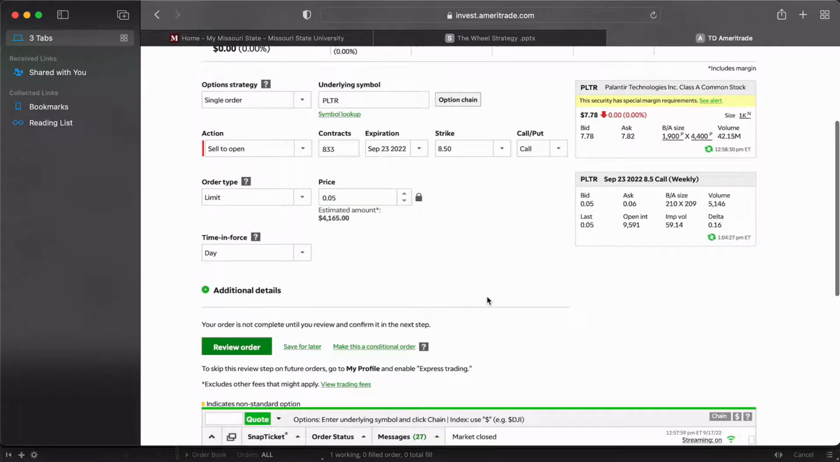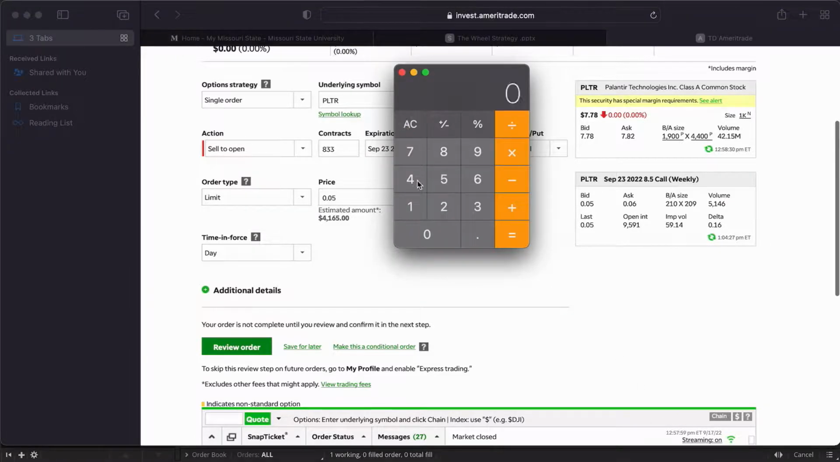If Palantir moves up 80 cents, which definitely could happen, you're going to get $4,165 in a week just for taking the bet that your $500,000 position will not go above that strike price. And once again, this is extremely hypothetical, so it's obviously going to vary a lot in the real world. But you can see that's almost 1% of the trade value there.